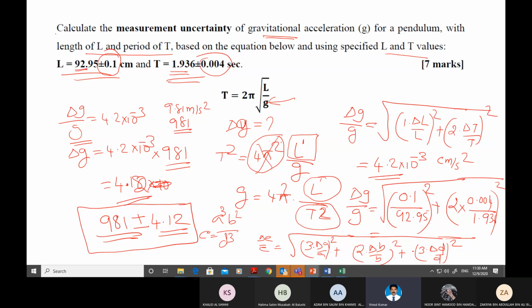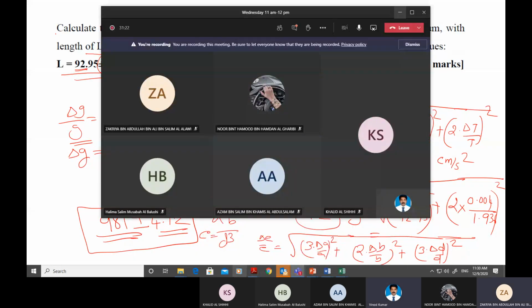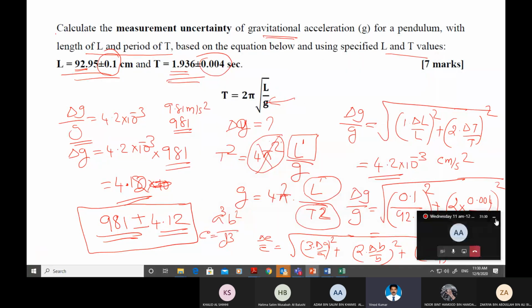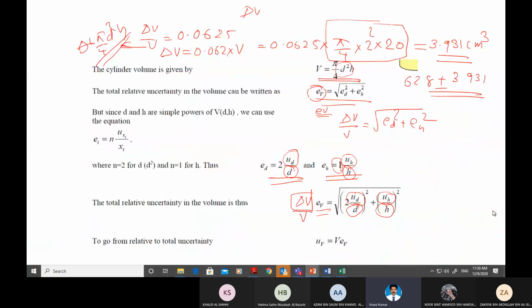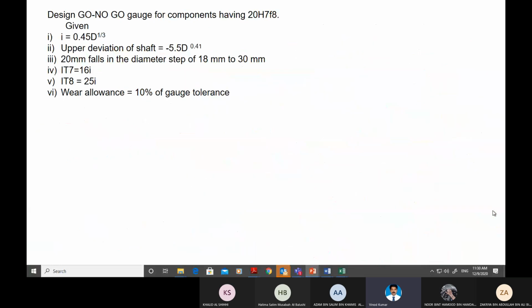This is how we calculate it. For all, it is clear? Yes, Doctor. So this is all about this. I need to finish one more question. Shall we keep it for tomorrow, the last question of this tutorial, or today? Finish it today, Doctor.